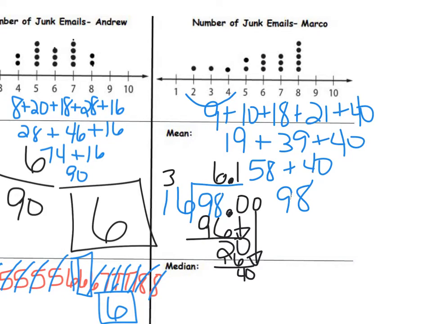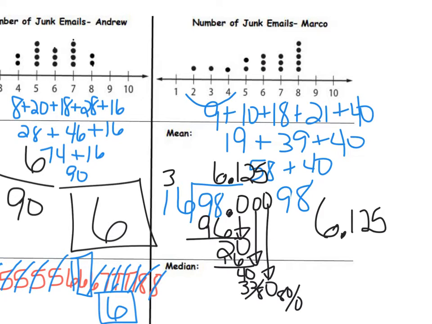16 into 40, 2 times, which is 32. Remainder is 8. Add a 0 and bring it down. 16 into 80, 5 times. So that's 80, it's 0. Guys, you do not stop dividing unless they tell you to round to a certain number, or you notice that it is repeating. So in this case, my mean is 6 and 125 thousandths.